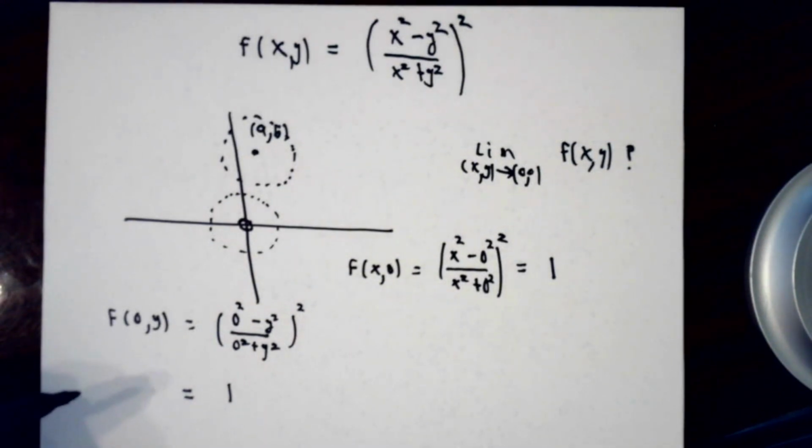Coming in along the y-axis, it looks as though the limit is 1. So, obviously, the limit must be 1, right? Right? Wrong.